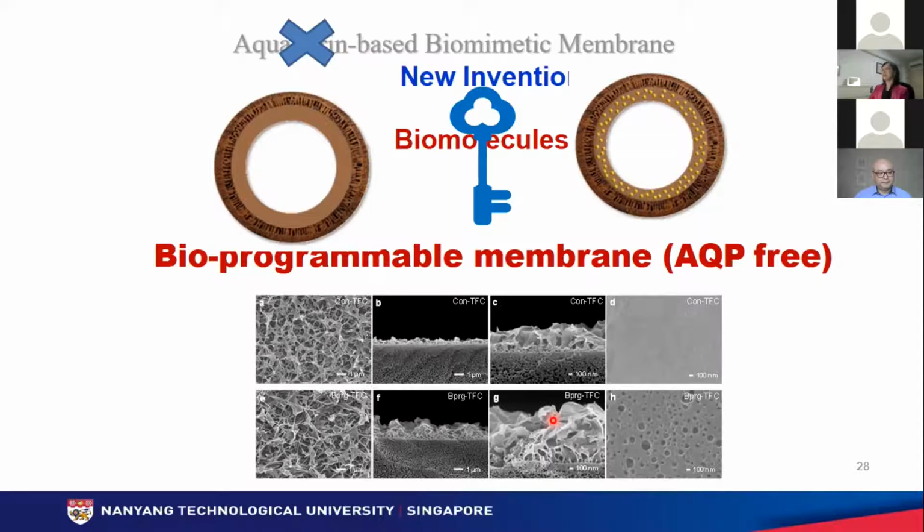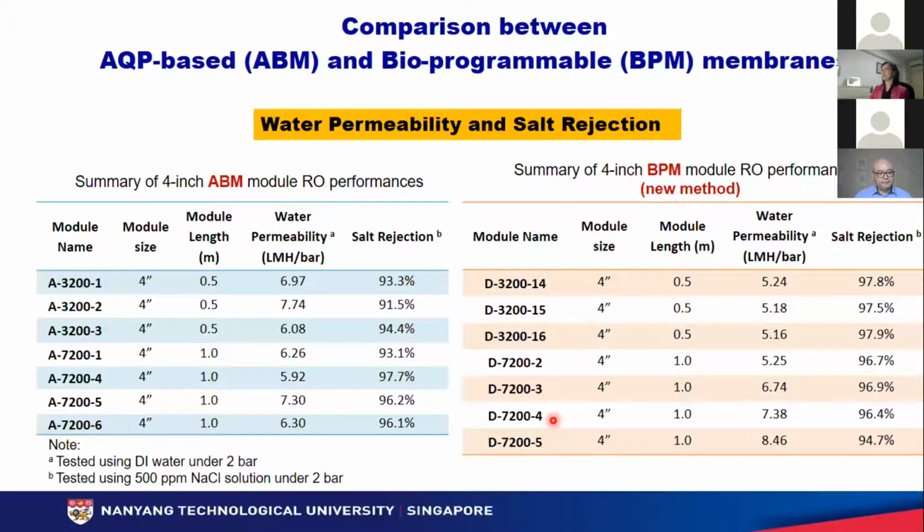And it's amazing, this type of membrane has similar performance to aquaporin-based membranes. You look at this water permeability and the salt rejection, very similar results. Because we don't use aquaporin, this type of membrane is more cost-effective and much simpler for fabrication. So by far, we have two types of biomimetic membranes.